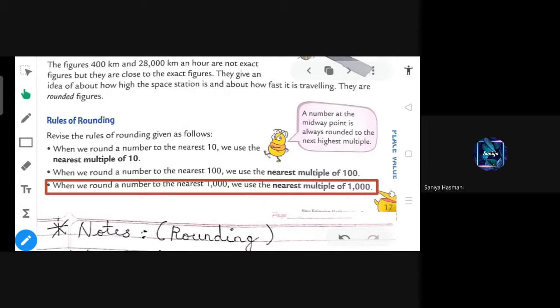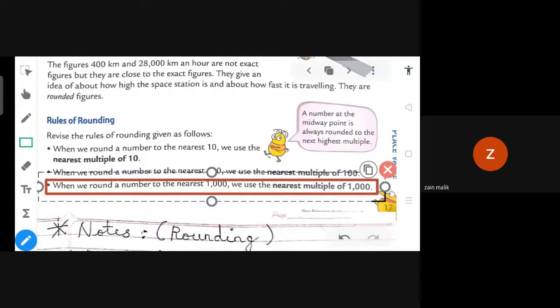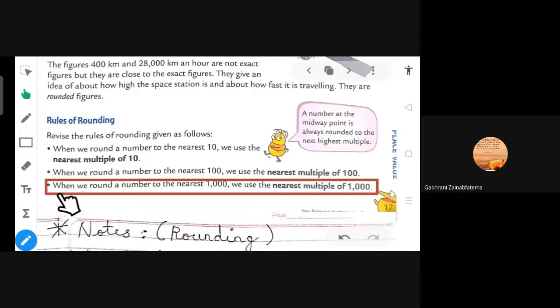Now next name, Kum Fatima, for reading. Gabrani Zainab Fatima. Okay. Yes, ma'am. Zainab, you can read this sentence. When we round a number to the nearest thousand, we use the nearest multiple of thousand. Very good, Zainab. Now you can mute your mic.